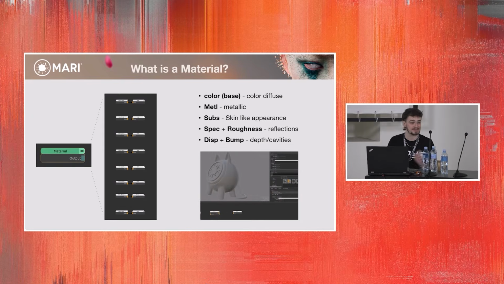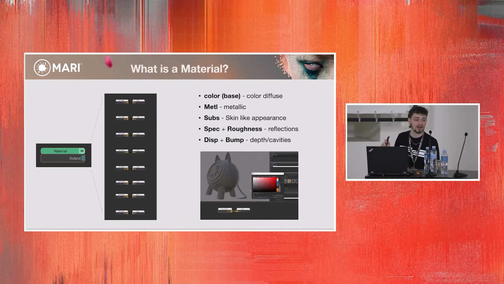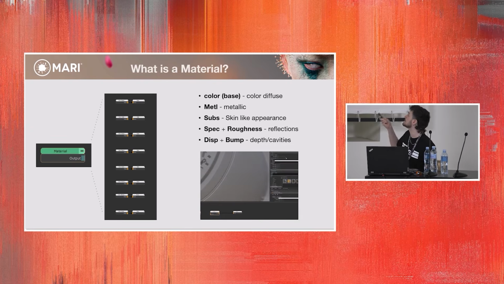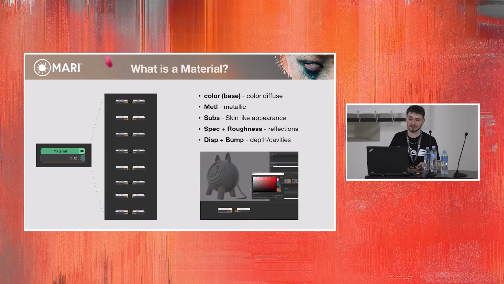This is just a quick preamble, so we're on the same page and we know what smart materials are. First of all, to define a smart material, it's a material. And a material in Mari is a group of nodes that defines what your material is going to look like. You have different channels. You have the base color, which is the color diffuse. Then you have the metalness, which defines if your object is going to be metallic or not. Then you have more niche channels like subsurface scattering, which is more for skin and wax, and then specular and roughness. If you have something that's just shiny, you can do it with those channels. And then displacement and bumps, for depth and cavity. If you have scratches or anything which has volume, you can do it through those channels.